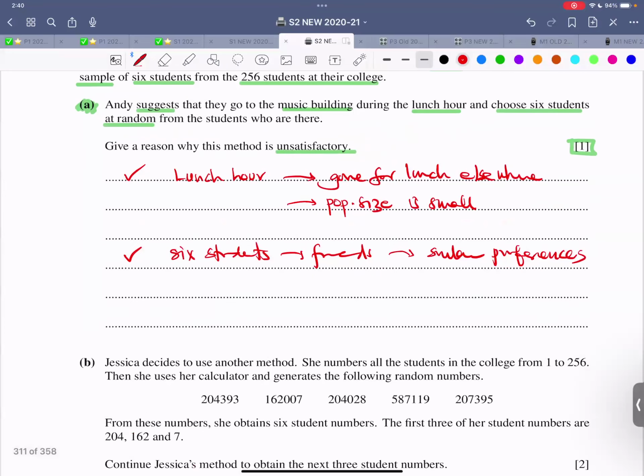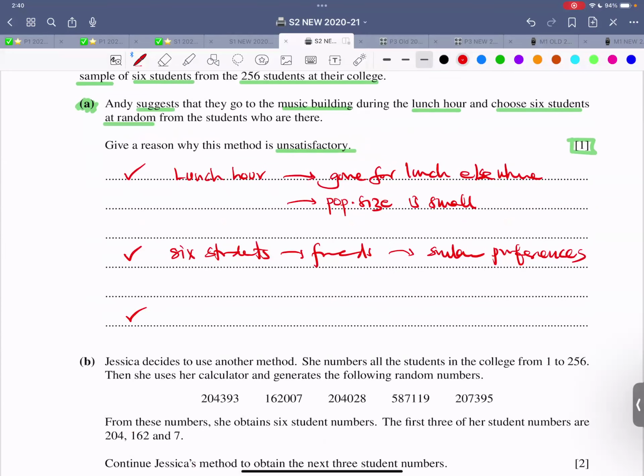And it's not necessary that someone who's not taking music. So other people are excluded. Other people who are not in the music building or not studying music, they are excluded. So these are some of the reasons, in my view, which will earn you this 1 mark over here.